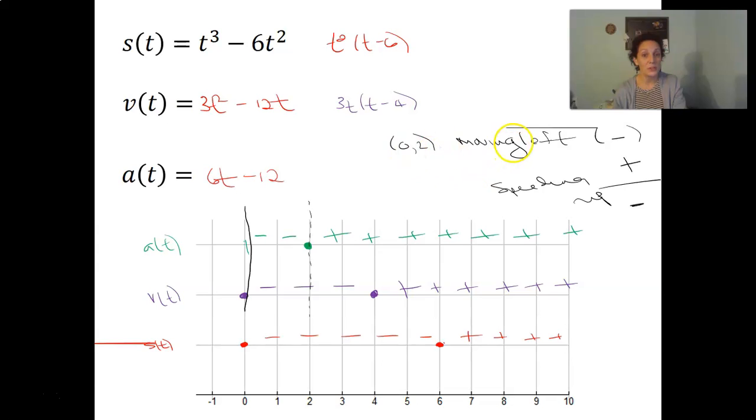So on the interval from 1 to 2, because I have a negative velocity, it's moving left, and a negative acceleration, that means it must be speeding up, because I need a negative and a positive to come together to give me a negative. Okay.